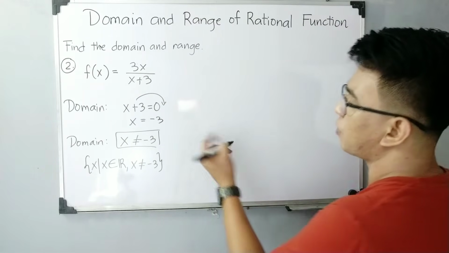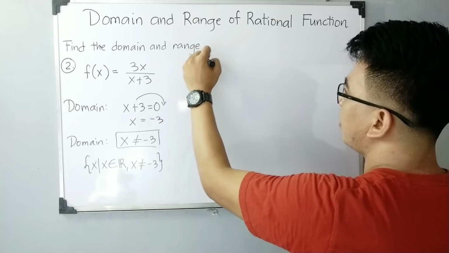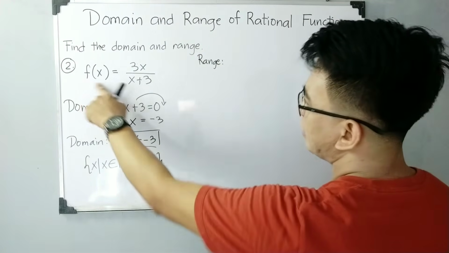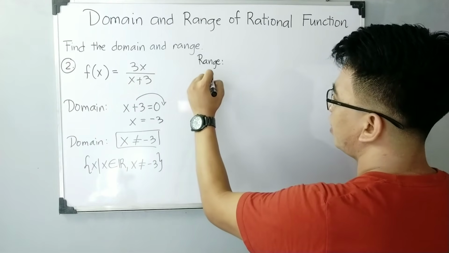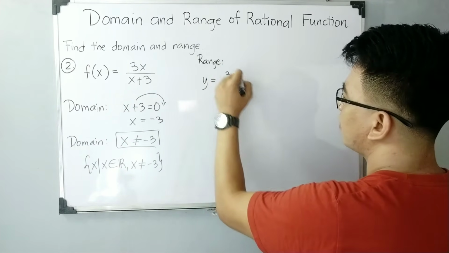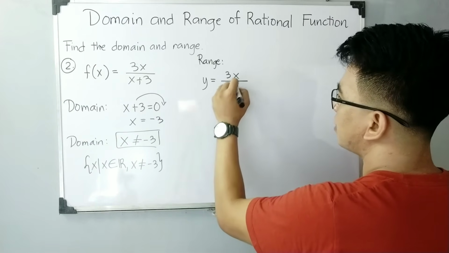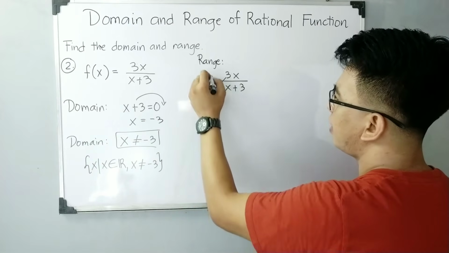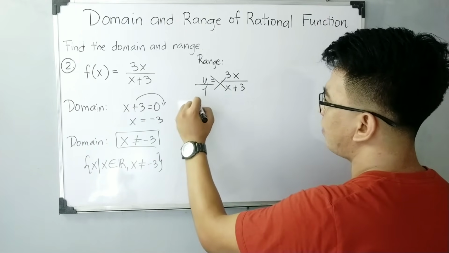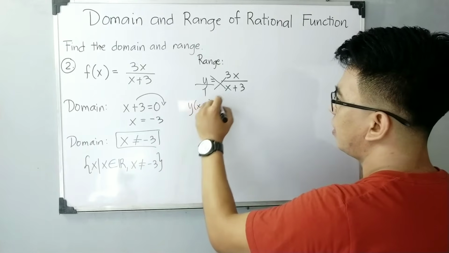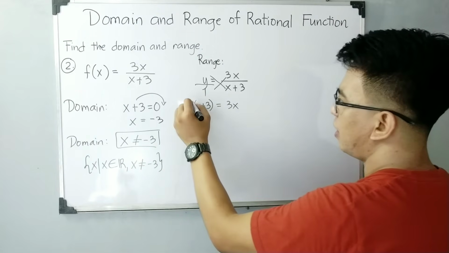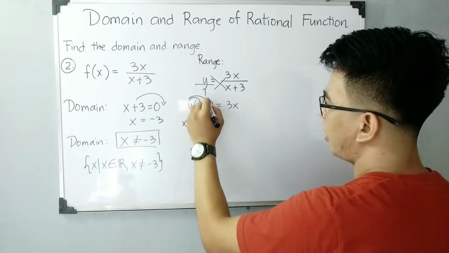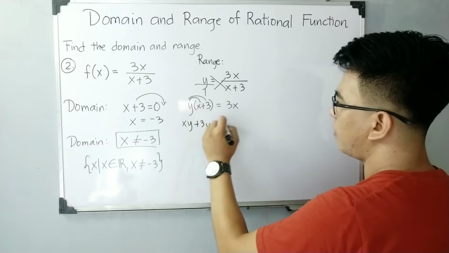Let's move on with item number 2 for the range naman. So range naman, let's have this space. Gagawin natin, we will replace f of x by y. It will become y is equal to 3x over x plus 3. And we will cross multiply. Meron tayong invisible 1 dito. Cross multiply, cross multiply. We have y times x plus 3 is equal to 3x. Distributive property, you have xy. Ito naman magiging plus 3y is equal to 3x.